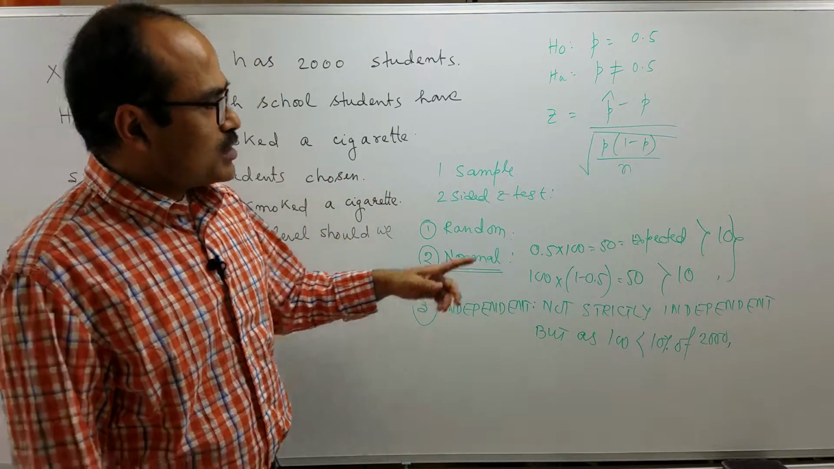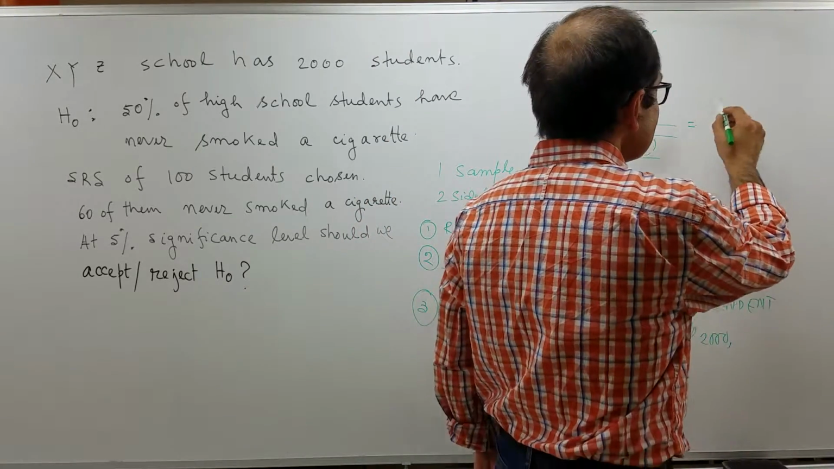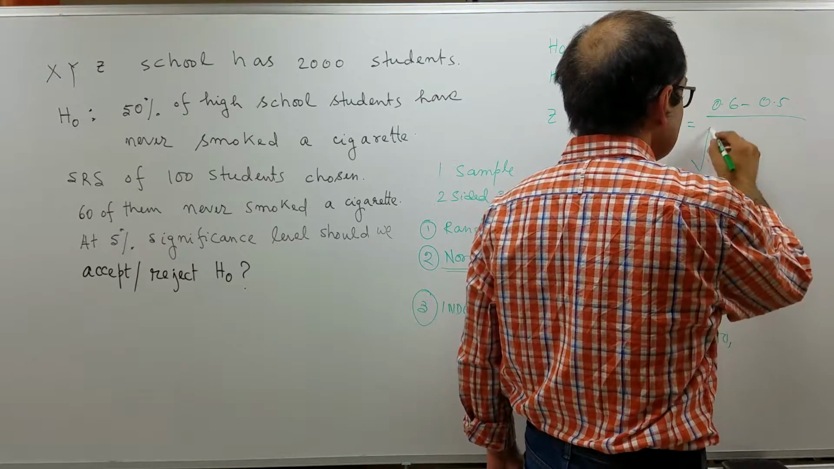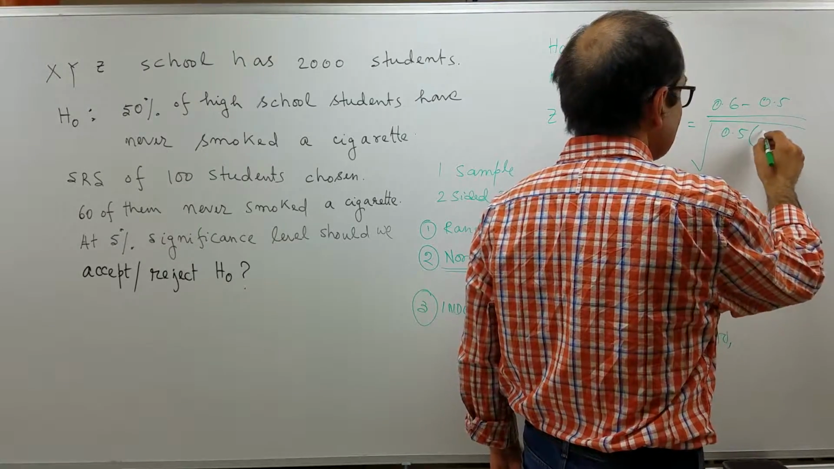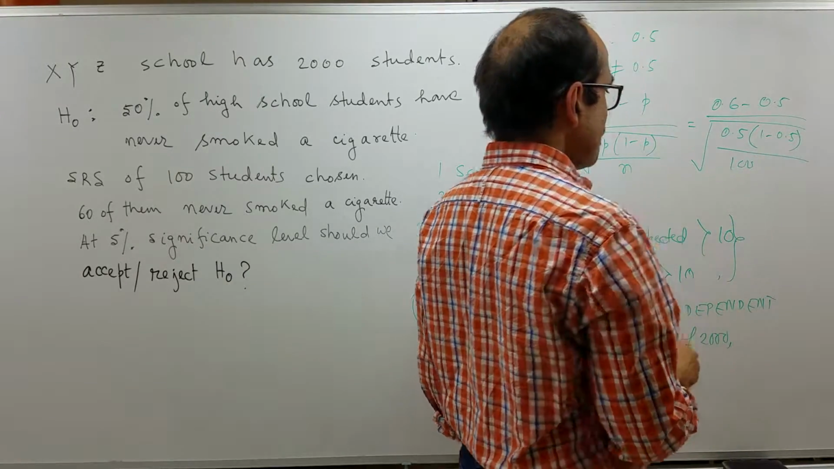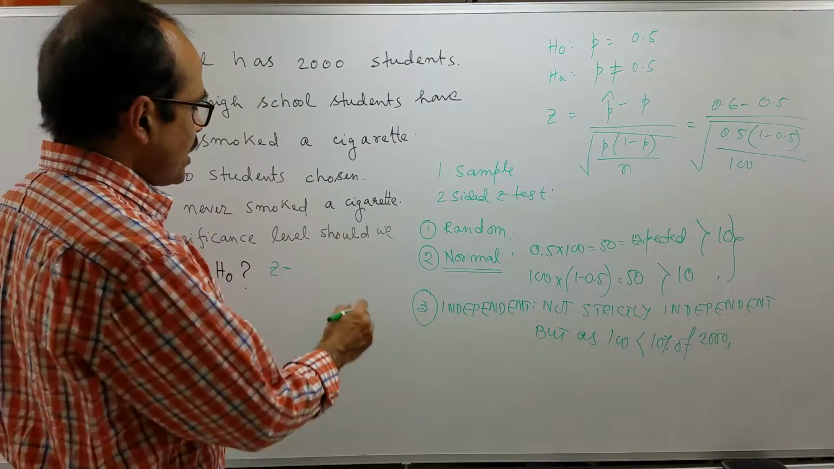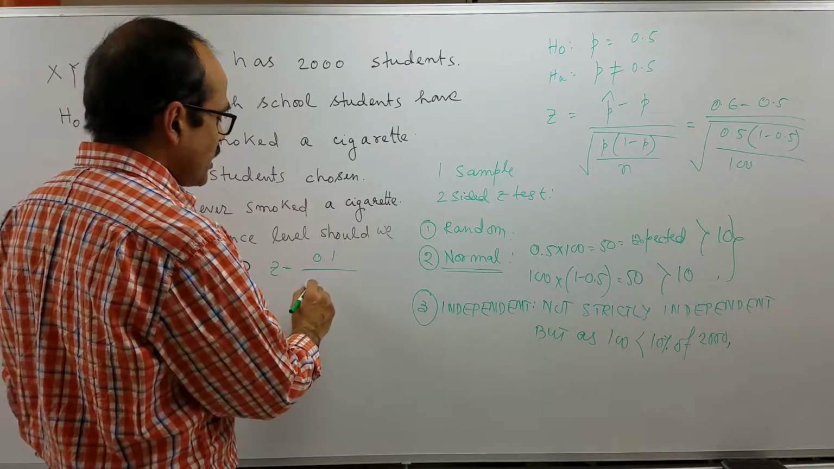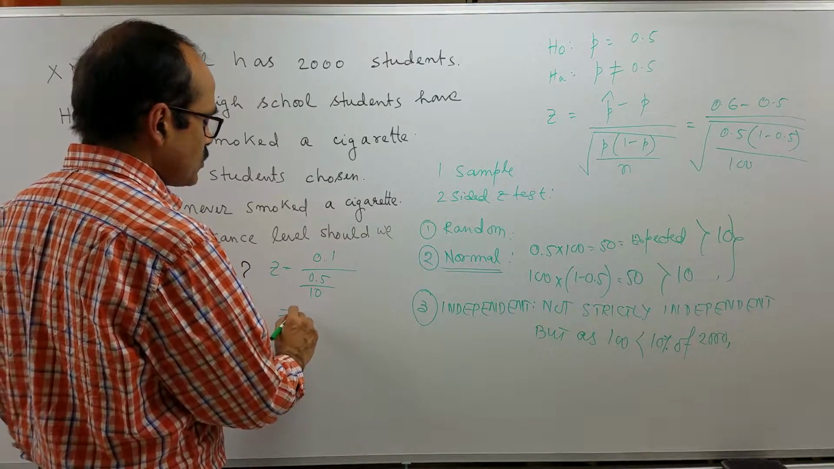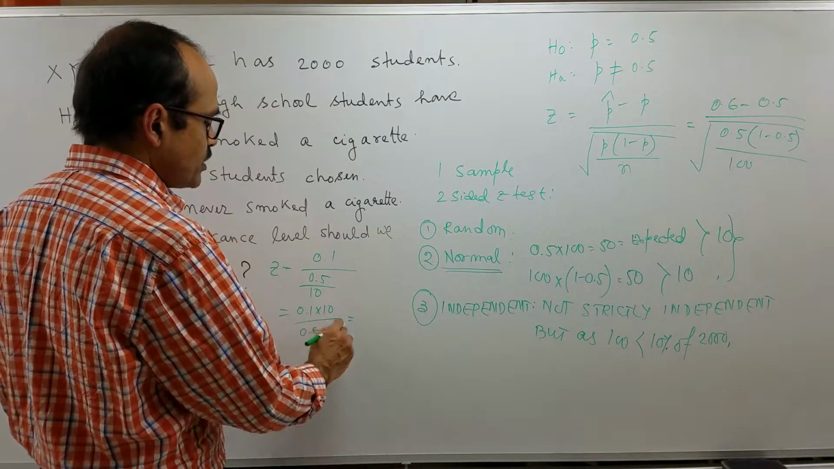in this case. So, the test statistic Z is 0.6 minus 0.5 over square root 0.5 times 1 minus 0.5 over 100. So, that works out to 0.1 divided by 0.5 divided by 10. So, that is equal to 0.1 times 10 over 0.5. So, it is 2.